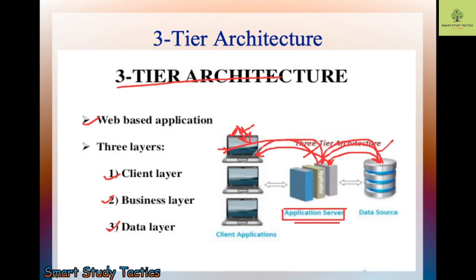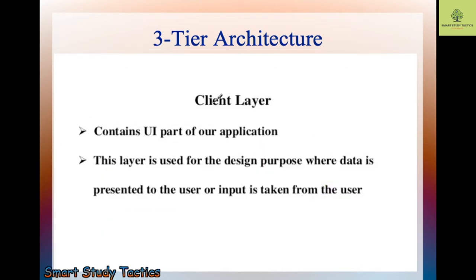That's why we use the three tier architecture. Okay, so now let's understand what the client layer is. It contains the UI part for our application. What is UI? User interface. It contains the user interface part of our application. For our applications, it has the user interface. The user can interact with that form. He can fill in the details.